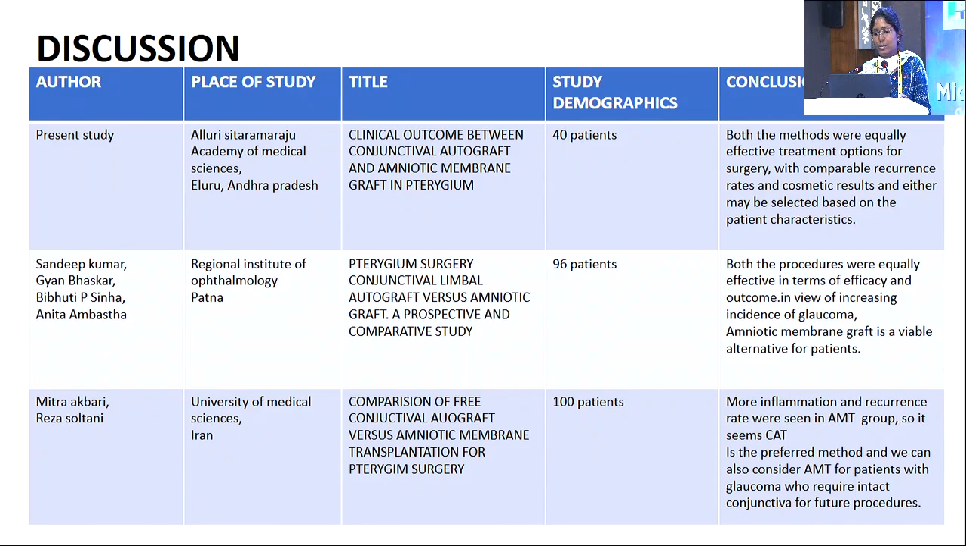This study concluded that both the methods were equally effective in treatment option for surgery with comparable recurrence rate and cosmetic results, and either may be selected based on the patient characteristics. Other studies like Sandeep Kumar et al. concluded that both the procedures were equally effective in terms of efficacy and outcome. In view of increasing incidence of glaucoma, amniotic membrane graft is a viable alternative for patients. Another study by Mitra Akbari et al. concluded that more inflammation and recurrence rate was seen in the amniotic membrane group. So it seems CAT is the preferable method, and we can also consider AMT for patients with glaucoma who require intact conjunctiva for future procedures.